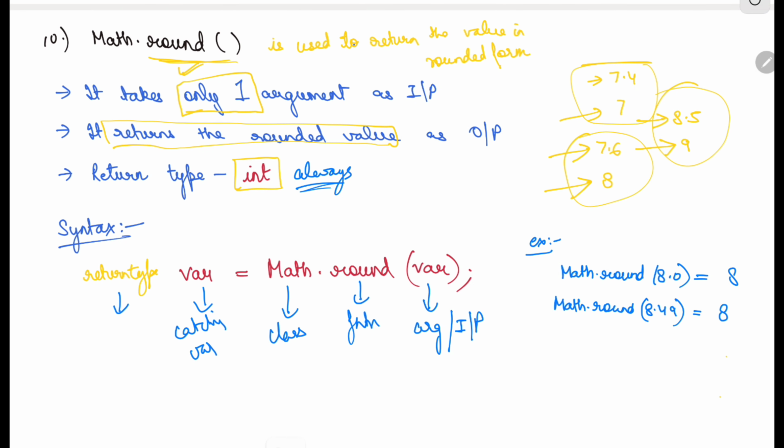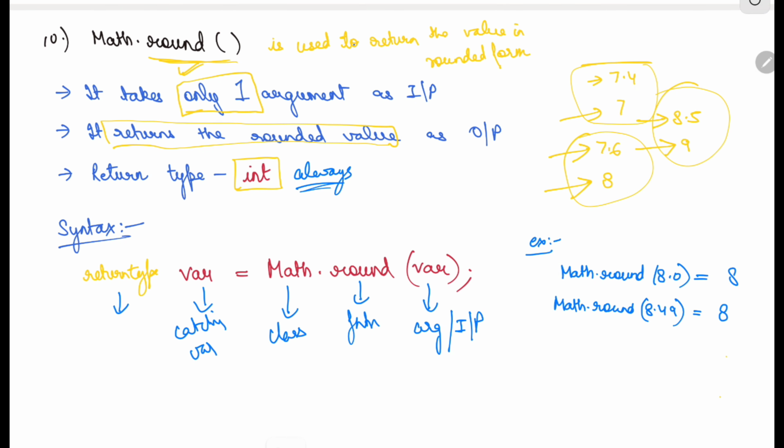This concept is clear. Now if you have written math.round 8.9, then the output will be 9. So I hope this is clear to you. The return type is always integer. It takes only one argument as input. It returns a rounded value as output, and it is used to return the value in a rounded form. Okay, so this is a very simple function of the math class, that is math.round function.